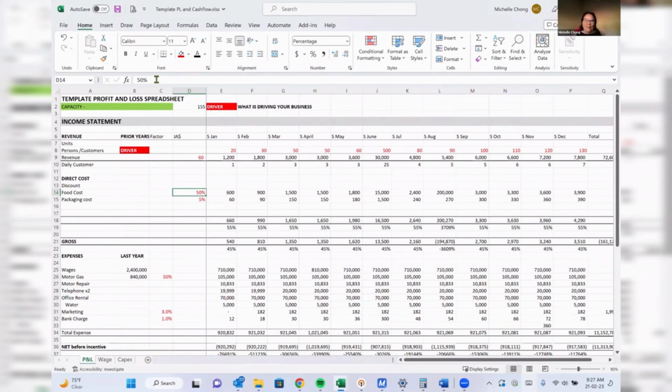So I put 50% here because if it was 10%, then you will see that your food cost went down from 600 to 120. So you're going to make more margins. Instead of that, you're now making 10%, 1,020, and if you go to 50%, then you'll be making 540. So this is also very dependent on which company you're in.